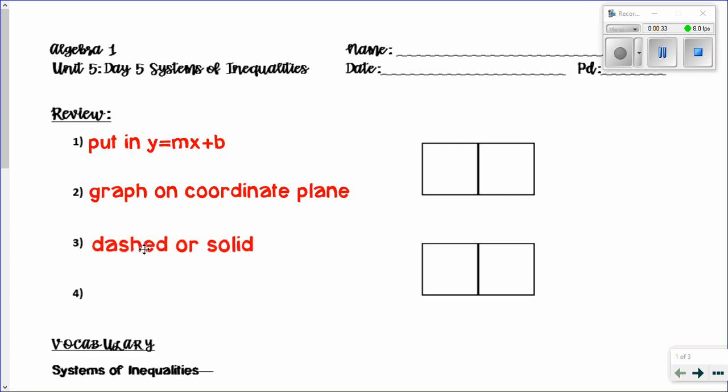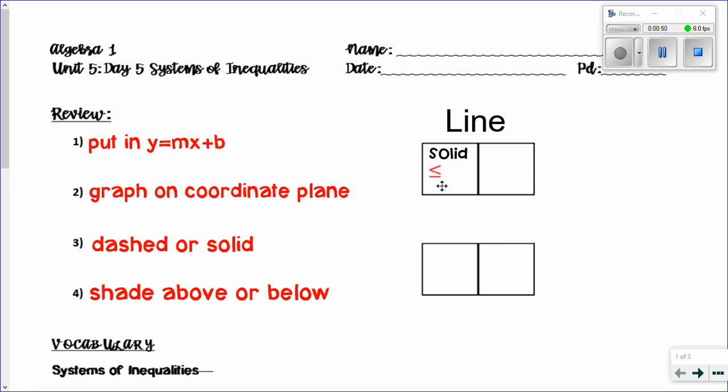Now, once you graph the lines, you either need to make it dashed or solid, depending on the inequality sign, or shade above or below, depending on the inequality sign. For the actual line, a solid line would have the inequalities of either less than or equal to or greater than or equal to. A dashed line would have less than or greater than. For shading, you're going to shade above when it's greater than or equal to, and you're going to shade below when it's less than or equal to. This is all a review from the other day of notes.